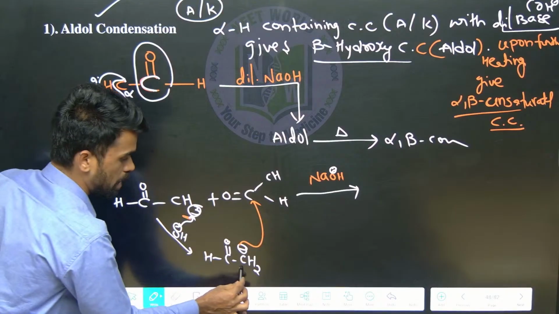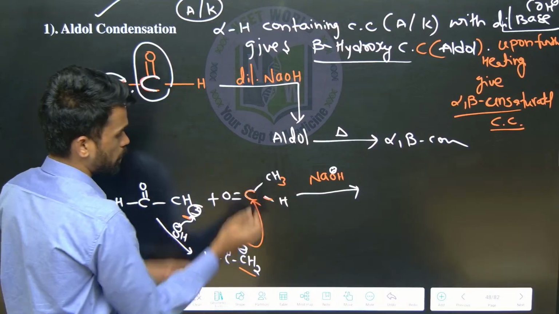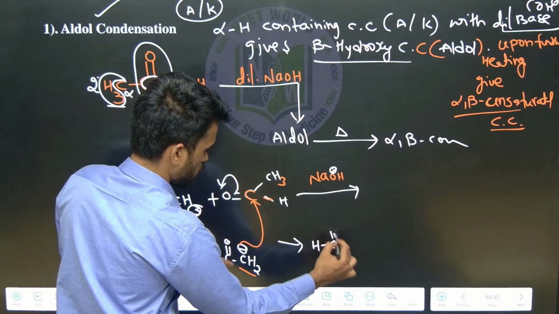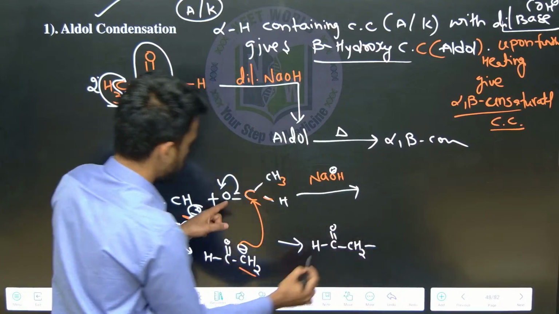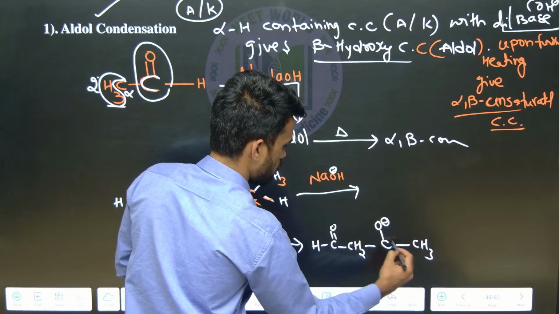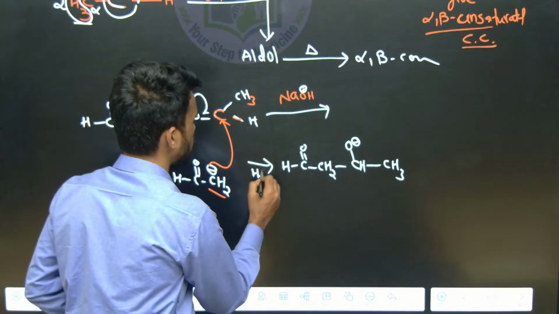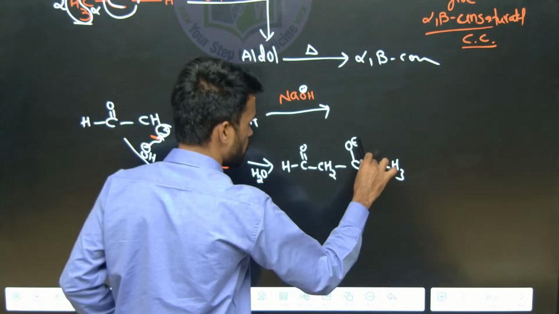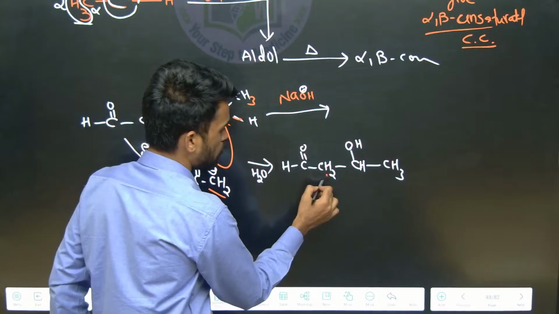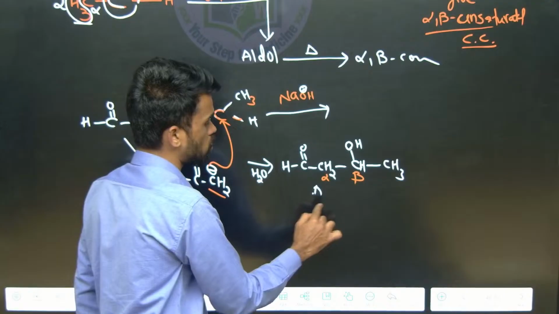So this minus will attack on this carbonyl group. Why? Because it's electron rich now, and this carbon is electron deficient. So we are going to make a bond between CH2 and this carbon, with O minus and CH3, like this. Followed by hydrolysis, adding water, it will convert this O minus to OH. So here, alpha beta with respect to the carbonyl group, a beta hydroxy carbonyl compound, this is called aldol.